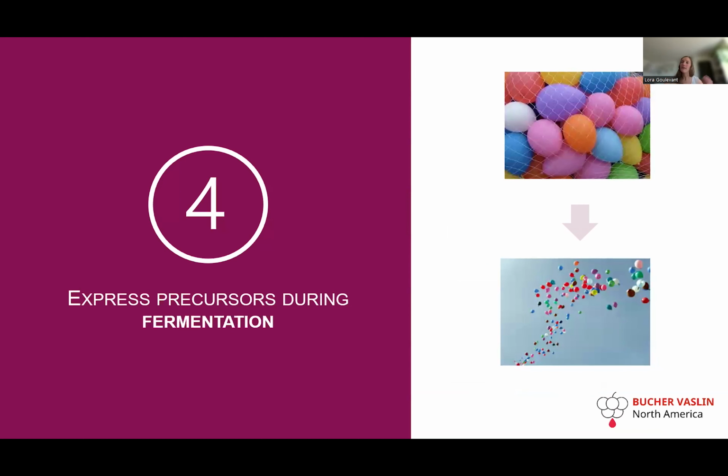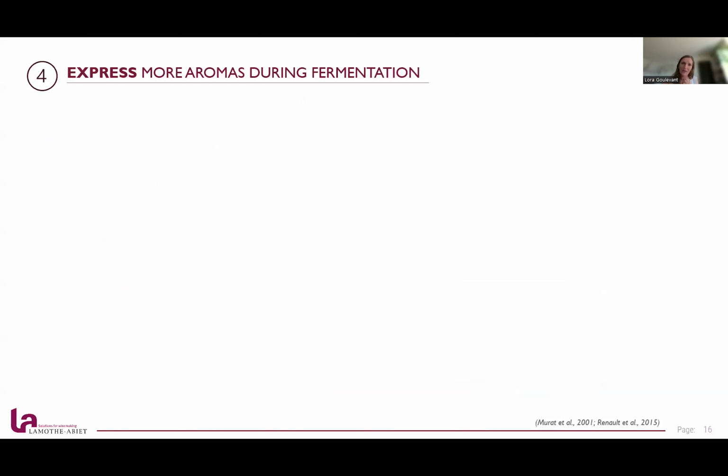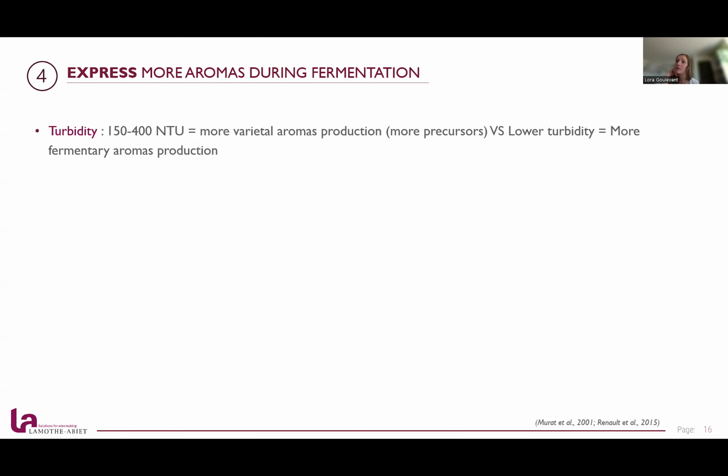So we've been talking about everything to increase the precursors and the aroma potential. So now, how to express them? So how to release even more aromas during the fermentation. So I went over that a little bit, but we can refocus. So the fermentation conditions are very important. So you can play mainly with the turbidity or the temperature of fermentation.